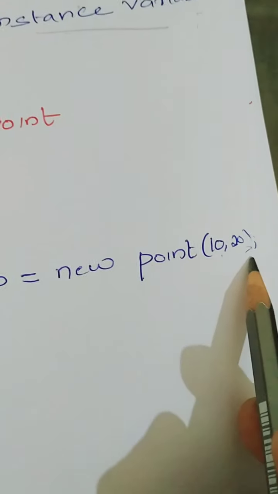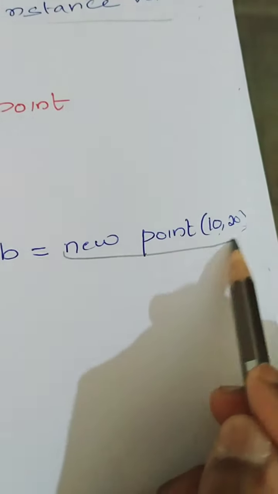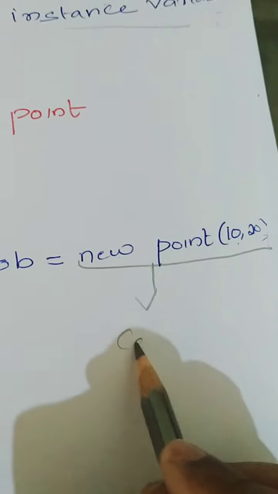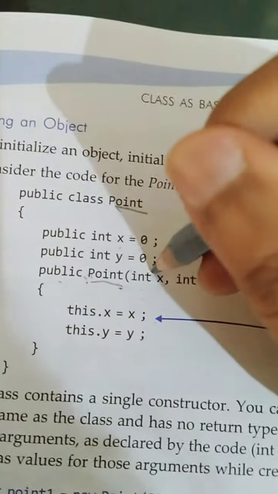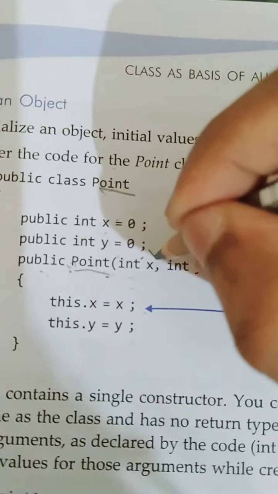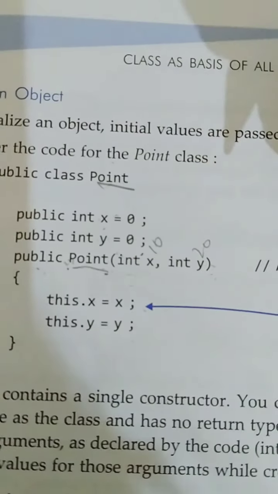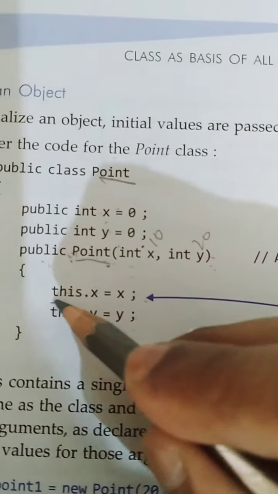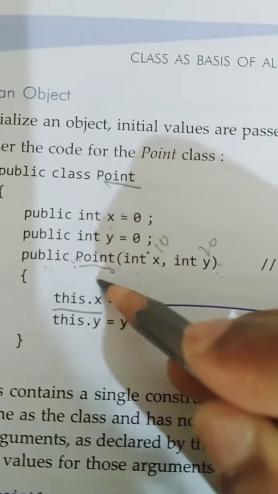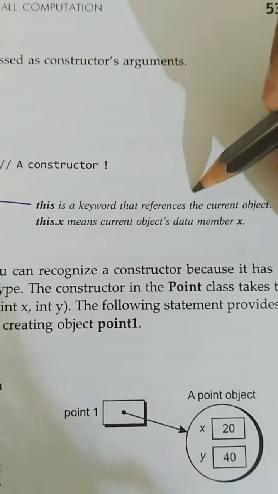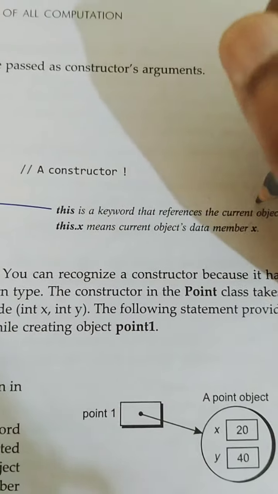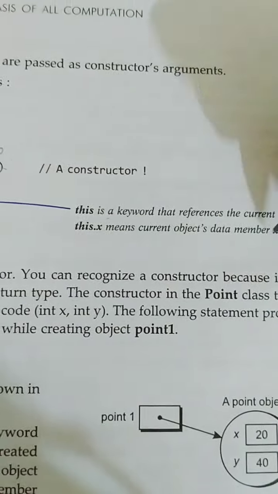You have written 10, 20, so here 10, 20. What happened is this is just a constructor call. This is a call to the constructor. So automatically it reaches here. Here x will be assigned the value 10, y will be assigned the value 20. this.x is used to represent the instance variable of a class. this is a keyword that references the current object. this.x means the current object's data member x.